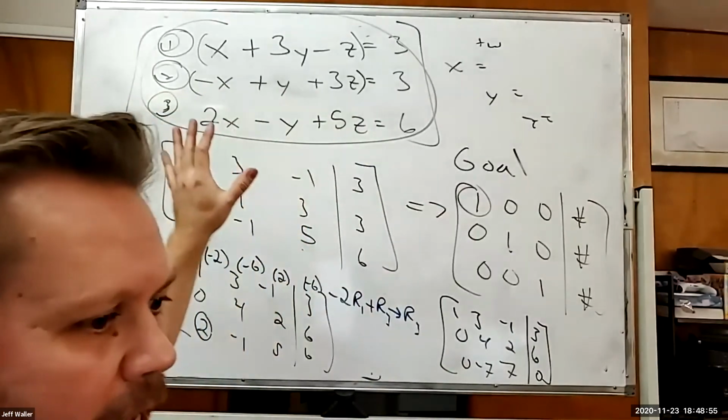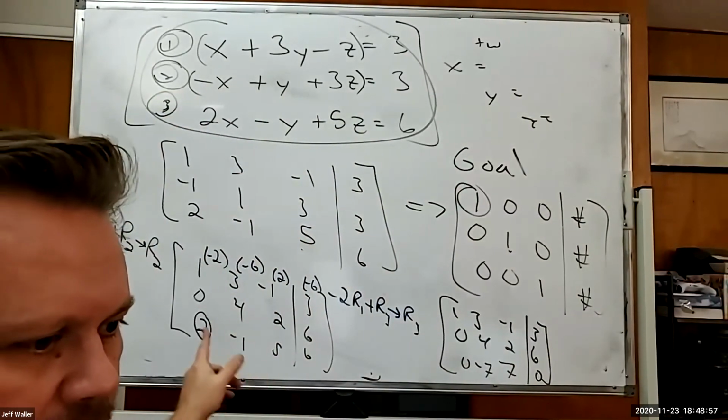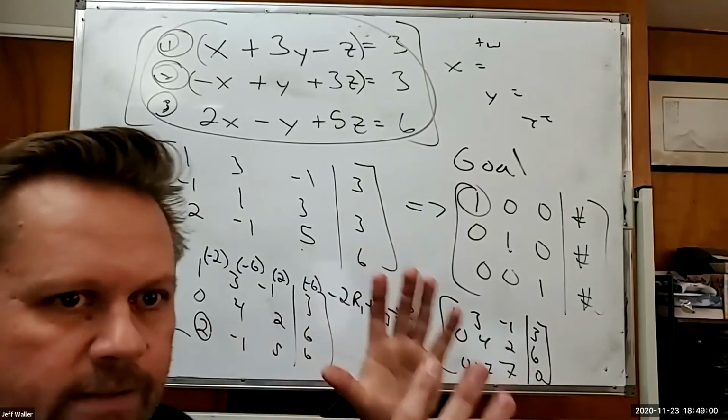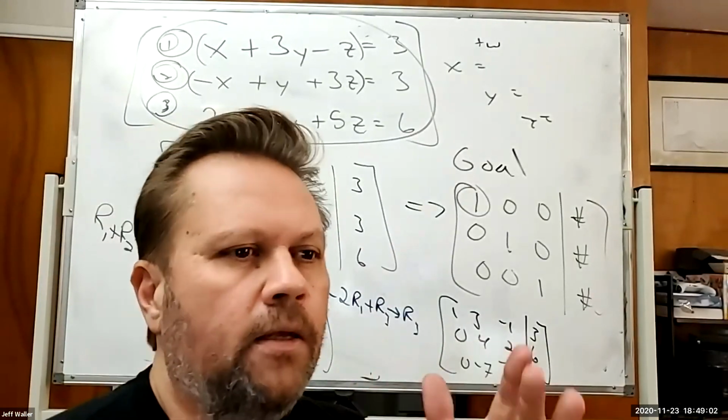This process is Gaussian elimination, which makes sense. We're eliminating, bam, making a 0. We're eliminating stuff. All right, that's enough.